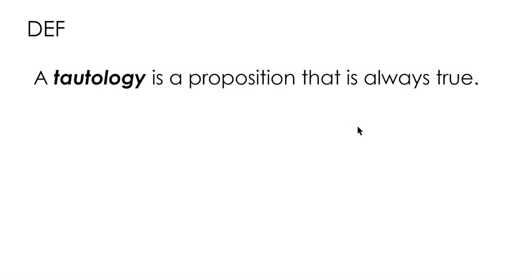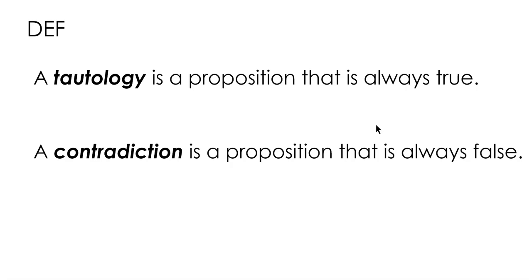A tautology is a proposition that is always true, and a contradiction is a proposition that is always false. One statement we use to show you what a tautology is would be P or not P. This is always true. If P is true, then the statement is true. If P is false, then not P is true, so the statement is true. Tautology, so this is the shortest, simplest example of a tautology.